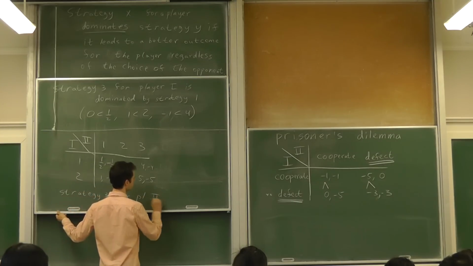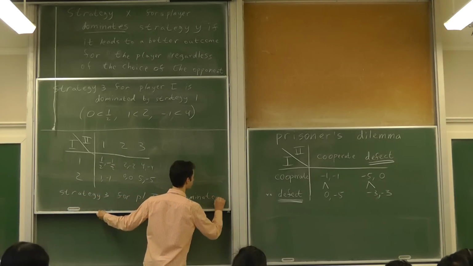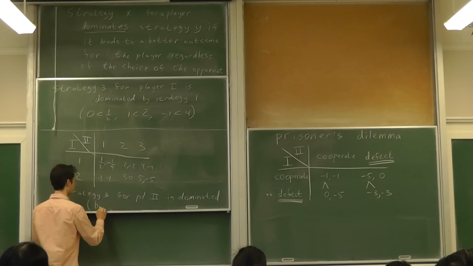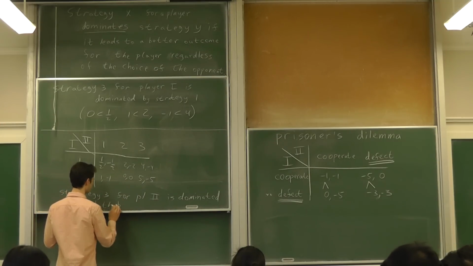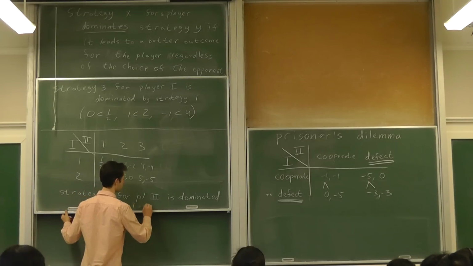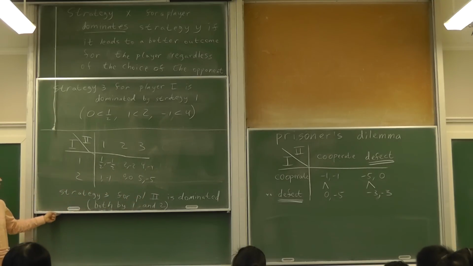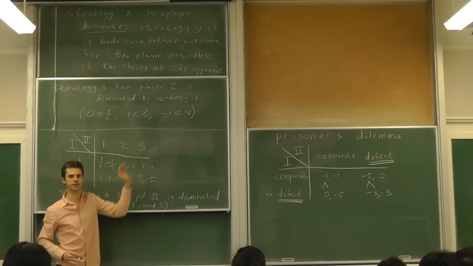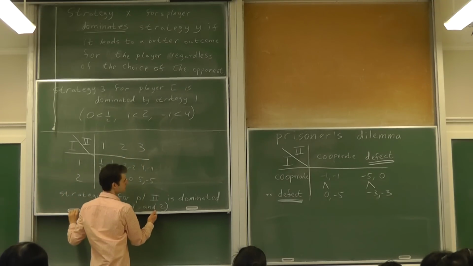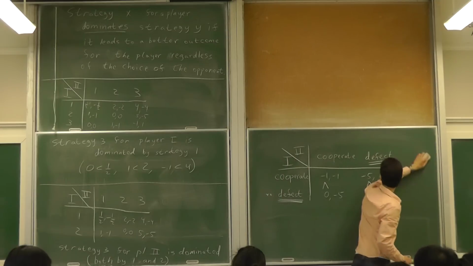Player 2 is dominated now, both by strategy 1 and so it's really better for player 2 to choose strategy 3. Okay. Now go to player 1.